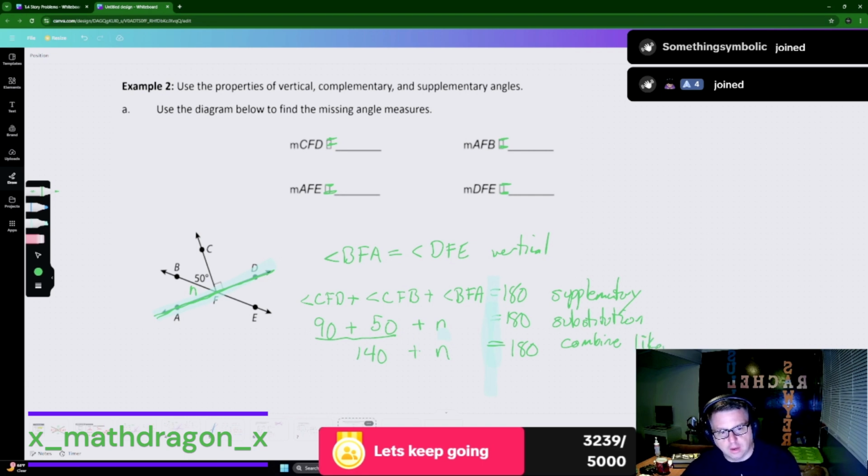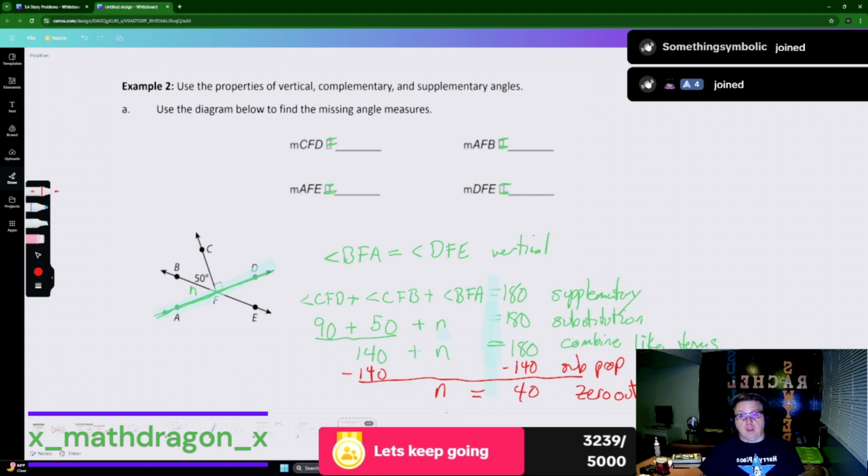Combine like terms. Then subtract that 140 from both sides. So I'm going to subtract 140 from both sides. Subtraction property of equality. n is going to equal 40 because we zero out the 140s. And it's kind of getting hidden by my face, but you want to zero out the 140s.